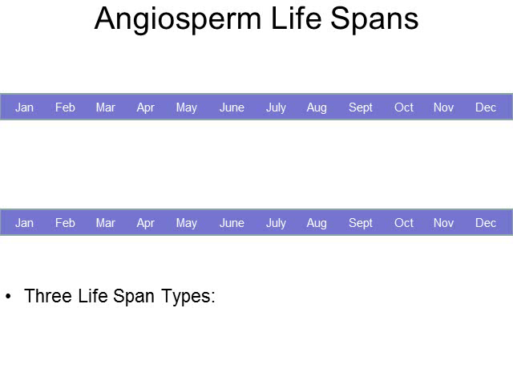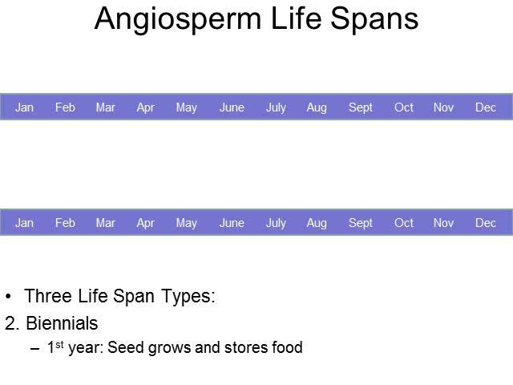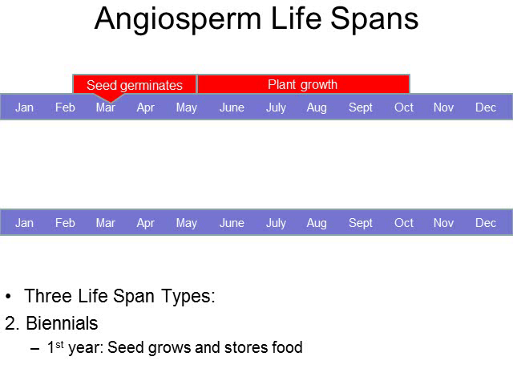Another lifespan pattern that I want to mention, some angiosperms fall into what's called a biennial pattern. They live for 2 years. So here we have a timeline showing 2 years here. So maybe in the early spring, a seed will germinate. Again, it just means that it starts to grow. During the summer months, the plant gets bigger and bigger and bigger.